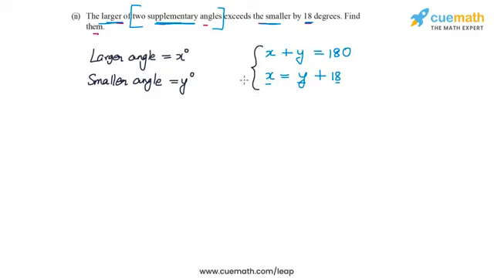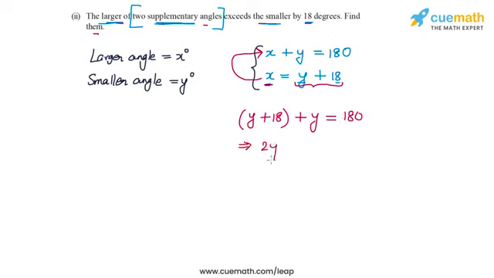And now we have to solve this pair and find the values of x and y, and we will do this using substitution. So the second equation gives us x in terms of y. So x is equal to y plus 18. Let's substitute this value of x into the first equation. The first equation is x plus y equal to 180. Instead of x, let's write y plus 18. So this is an equation in y alone, and now let's solve it to find the value of y.